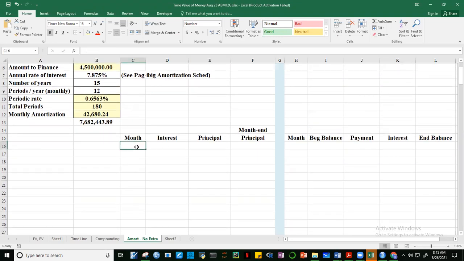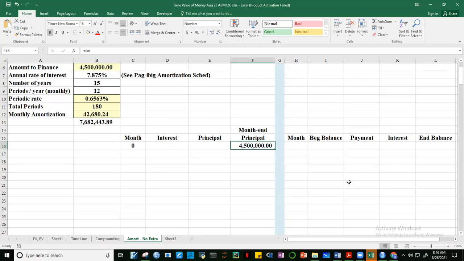So we'll start with month 0. At month 0, guys, when we took out the loan, of course we didn't pay right away, because this is an ordinary annuity. It means once the loan is given to the real estate company, we pay only after 1 month. So there's no interest payment and no principal payment yet. Our month-end balance will be 4.5 million.